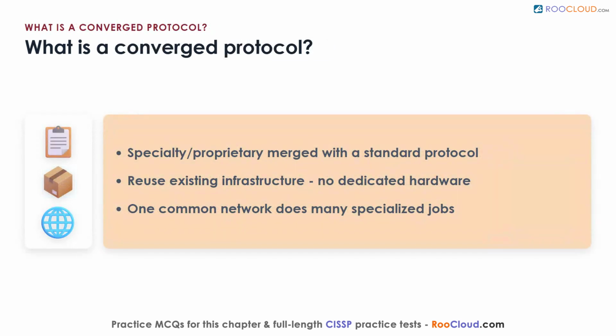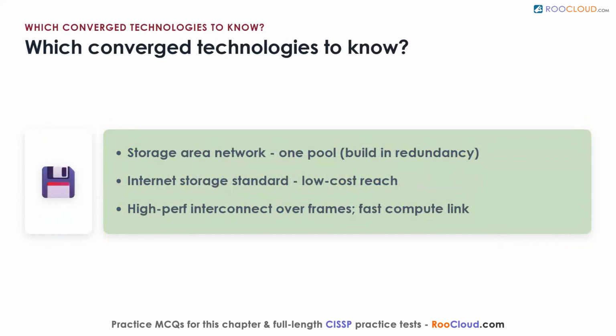What is a converged protocol? It is the merging of a specialty or proprietary protocol with a standard one, usually from the mainstream internet suite. The payoff is that you reuse your existing standard network infrastructure to carry special services, instead of deploying separate, dedicated hardware for each one. It lets one common network do many specialized jobs. Before we tour examples, hold on to that core idea. Convergence is about running the unusual over the ordinary. Picture a single set of highways carrying ordinary cars, delivery trucks, and emergency vehicles alike, rather than building a separate road for each.